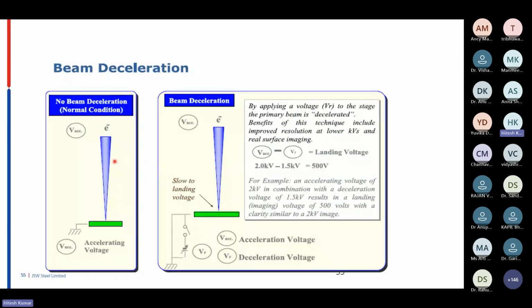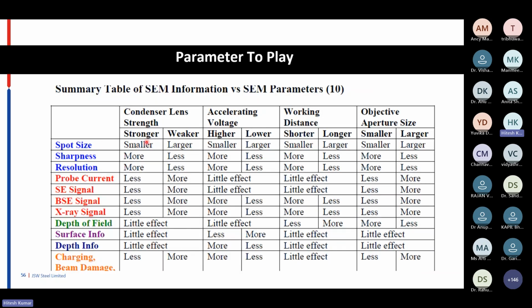One is beam deceleration, which is basically about the accelerating voltage. Sometimes we use accelerating voltage, which is going to improve the resolution of your sample. By applying it, it improves the resolution and gives more appropriate information from your sample. So that can be improved by just increasing the accelerating voltage. So these are the parameters which we usually play with.